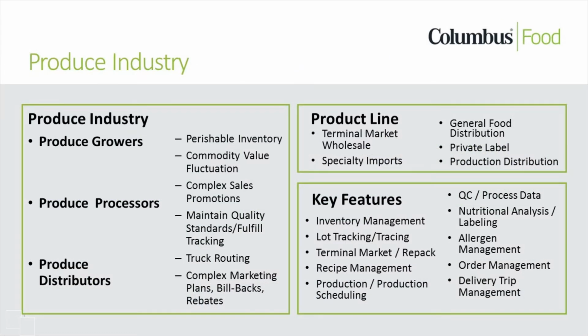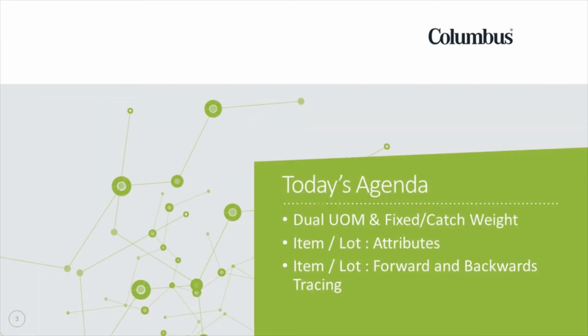For many years, Columbus has worked with various types of produce growers, processors, and/or distributors and their product lines. Columbus is the solution, experience, and support to meet these fresh produce businesses' unique ERP system challenges. This specific video highlights Columbus's key inventory attributes.